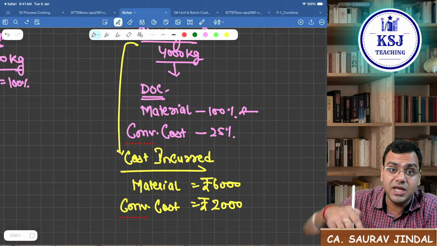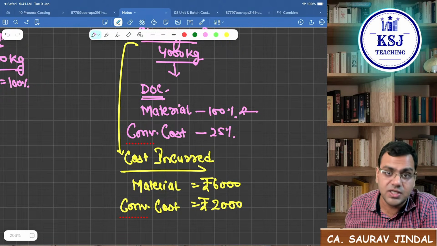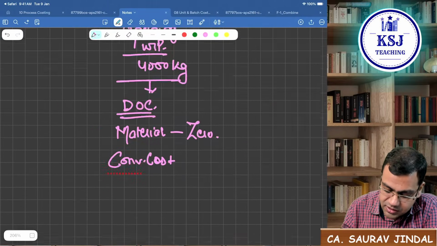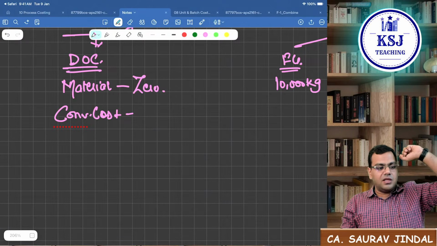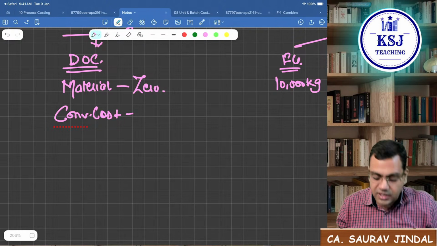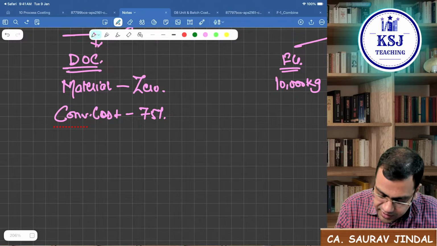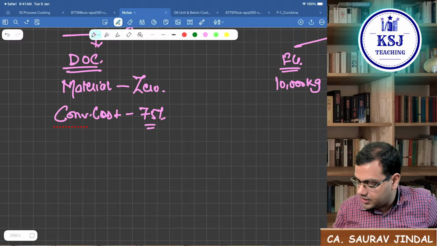So in this period, there is no work done on the equivalent units. There is no material cost incurred, so we'll take material as 0. For conversion cost, 25% is incurred in the previous period. So in this period, how much will you incur? In this period, you will incur only 75%.